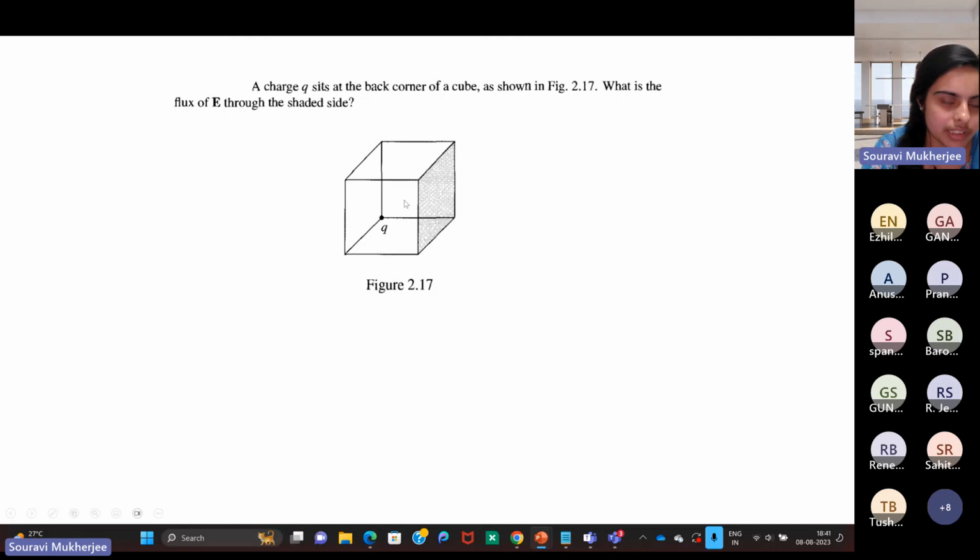So if your charge was somewhere inside this cube, it would be correct, right? You have 6 surfaces, so you give it as Q by 6 epsilon naught. But now your charge is at one corner of your cube, so it's not enclosed. If you do a surface integral, there'd be a point where it would be undefined, right? Because your Q is sitting at this point. Any idea how to tackle this issue?